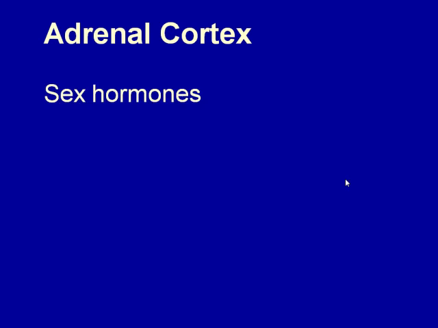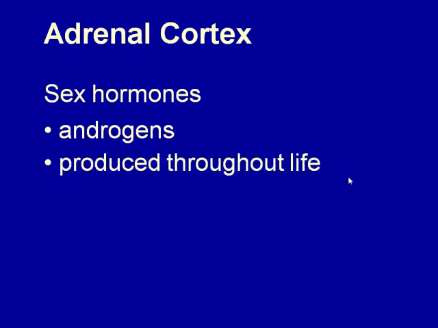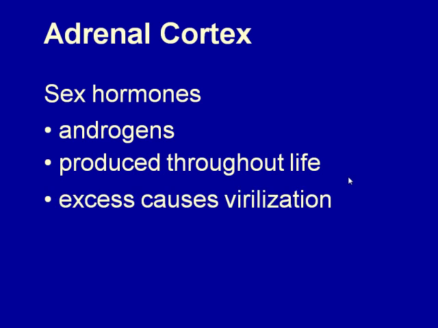And the adrenal cortex makes a small amount of sex hormones called androgens. Androgen means male producing. Now these androgens appear to be produced throughout life. It could be that these androgens help kick off puberty. If they are produced in excess, it can cause virilization.